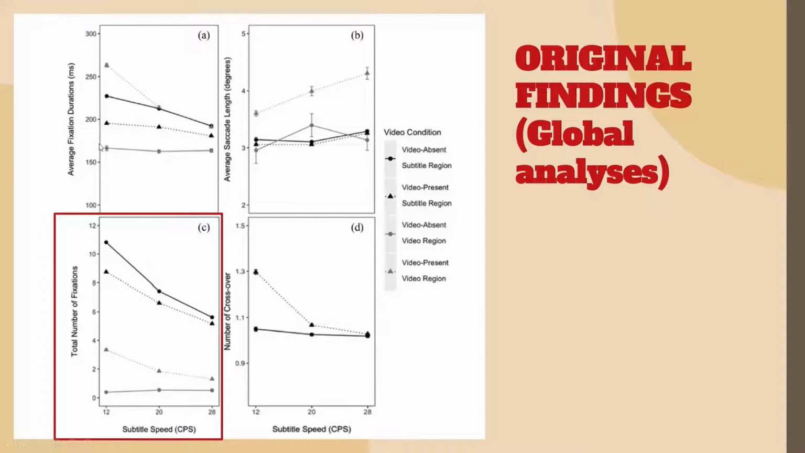looking at the subtitles. Also, this gray solid line in these two graphs represents fixations on the video when there is no video, and logically and rationally it is the lowest, right? Because there is nothing that interesting to look at. So this sort of proves that subtitles are read.